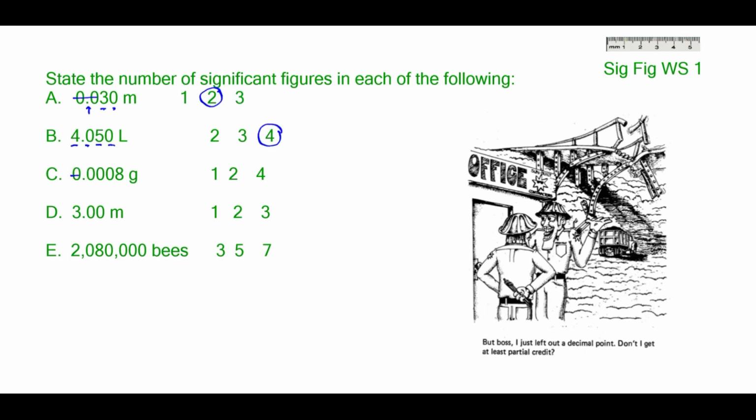For C, I know that my leading zeros are not significant, and that leaves us with 1 significant figure. For D, 3 is significant, and I have trailing zeros. Is there a decimal point? Yes. So yes, they are significant, and I have 3 significant figures. I have a whole lot of B's here. My 2 is significant, my 8 is significant, the sandwich 0 is significant, and then I have 4 trailing zeros. Because there is no decimal point, they are not significant, and I end up with 3 significant figures.